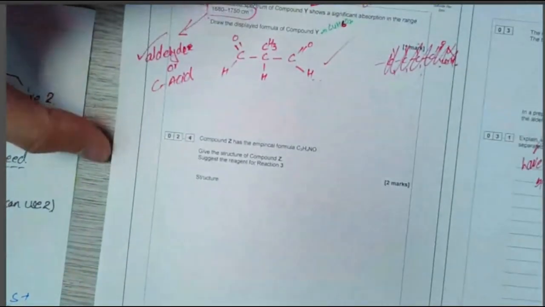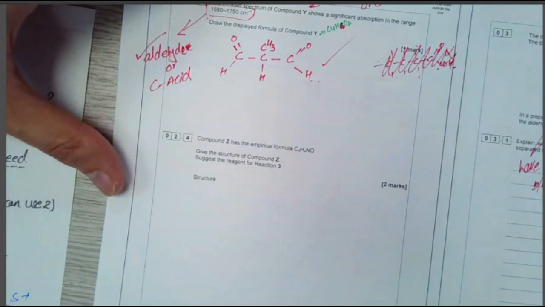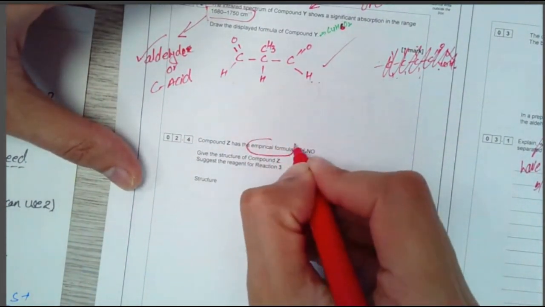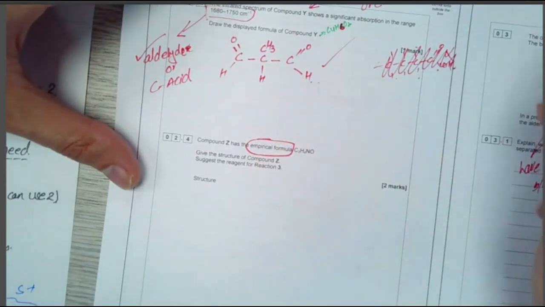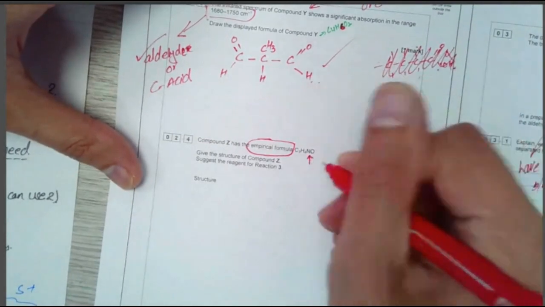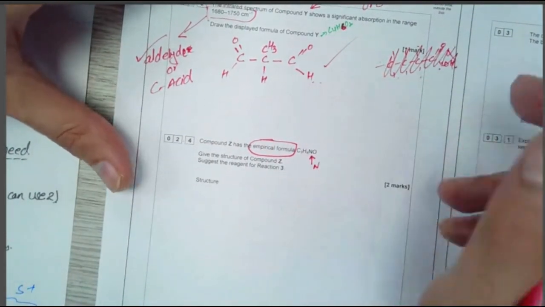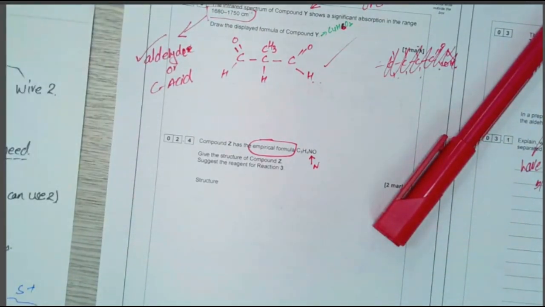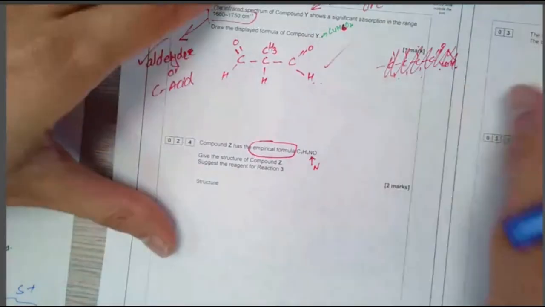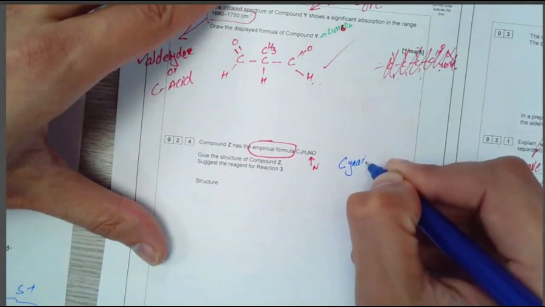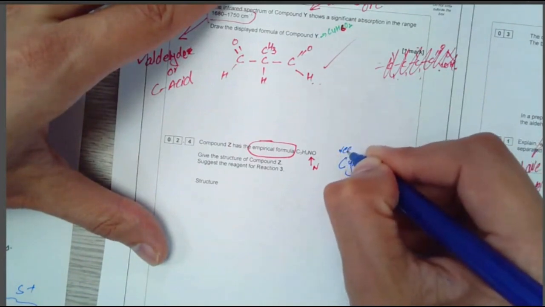Compound Z has an empirical formula of C3H4NO. Give the structure of compound Z. Empirical formula. So that's the reagent for reaction 3. Now it has got N. Where did it come from? If you go to the reactions of aldehydes, you will see aldehydes do react with cyanide. So this means a reaction with cyanide.